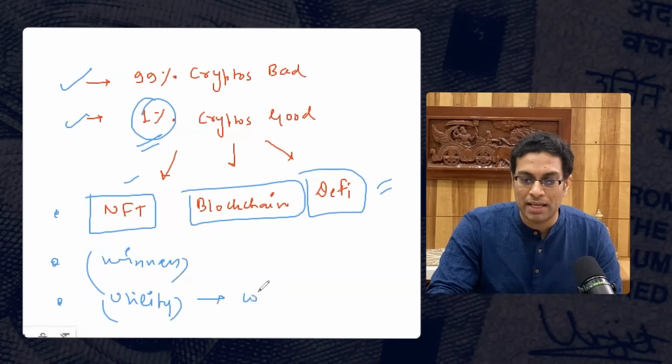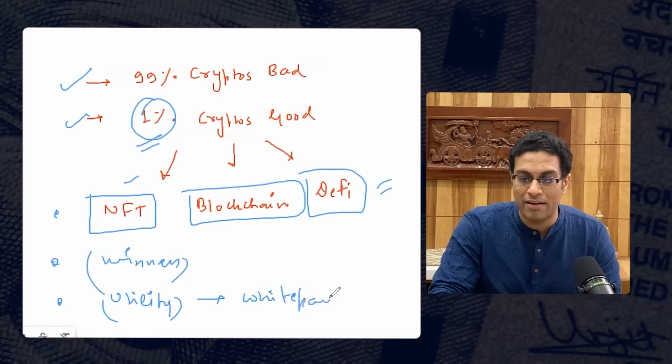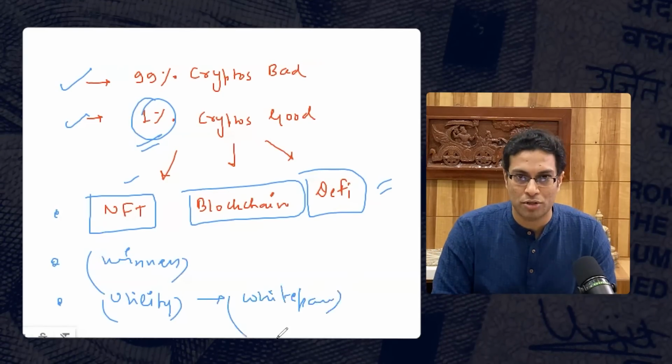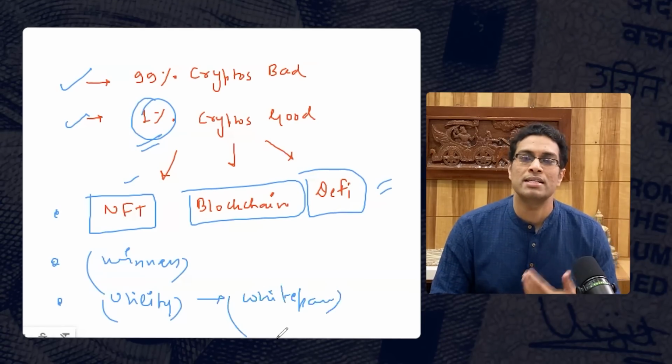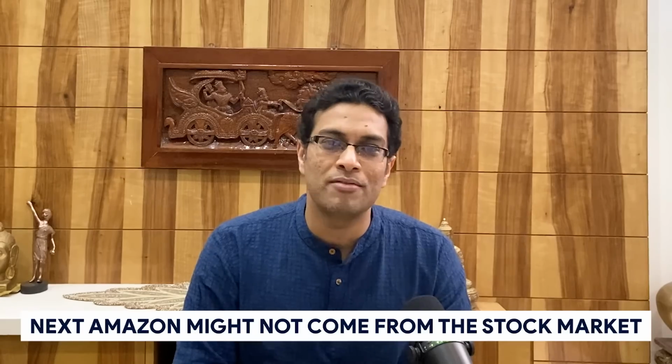Now, how do you check this utility? You can go and read something called the white paper, right? I will link some of the white papers of some of the leading cryptocurrencies and NFT projects in the description box. You go read it, and if you see value in it, then it might give you an opportunity to explore the next Amazon, because the next Amazon might not come from the stock market.